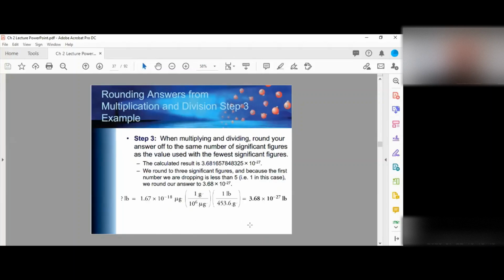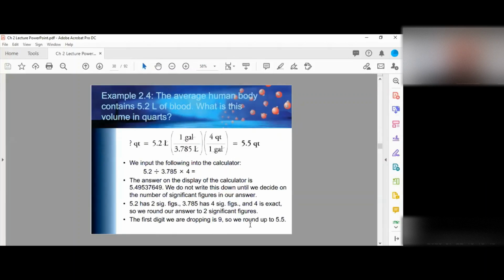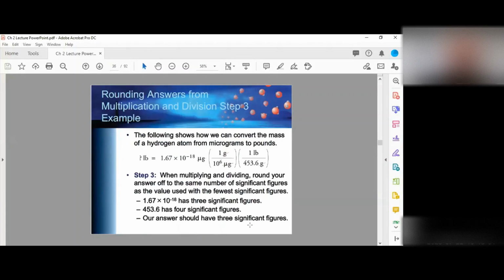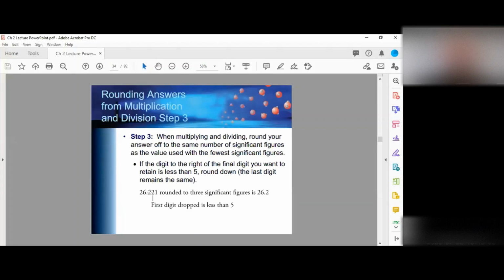What if I want to round this number to 3 sig figs? Let's see what I have. I have 26.221. Here's the 2. I want to round it to 3 sig figs, so that's my third sig fig. What do I have after it? I have a 2. That's lower than 5. I knock off everything after the third sig fig without impacting the third sig fig. That's why this number becomes 26.2.